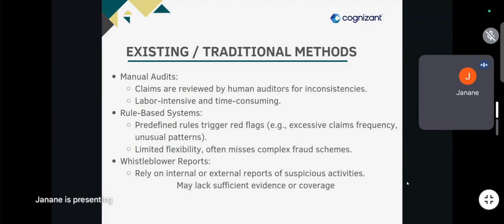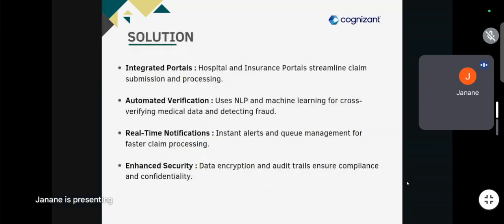Later they introduced the whistleblower report, which is another traditional method, used to supervise activities that are reported both internally and externally. This is mainly used to overcome the lack of efficiency in the previous two models. So these are the traditional models. To overcome these drawbacks, we have introduced an AI driven fraud detection system. Next is the solution.